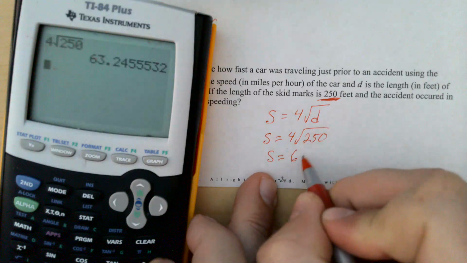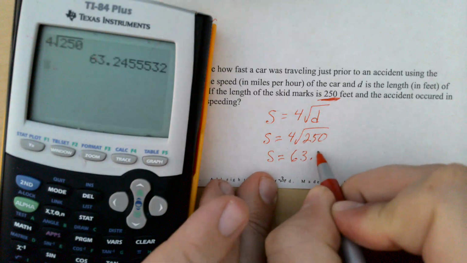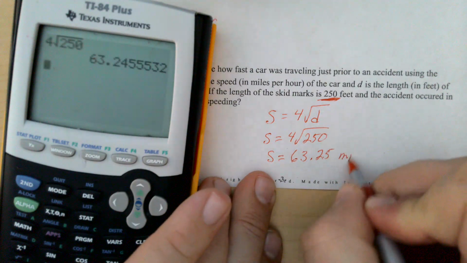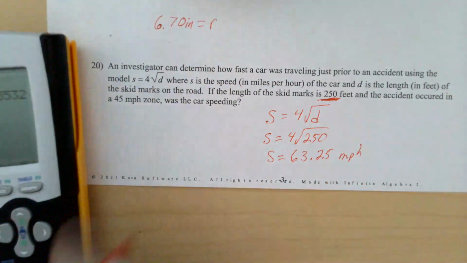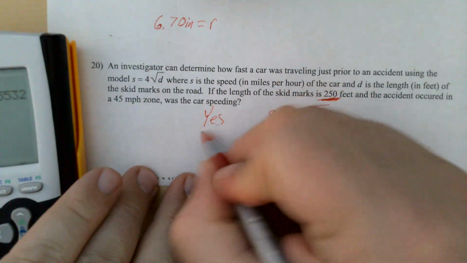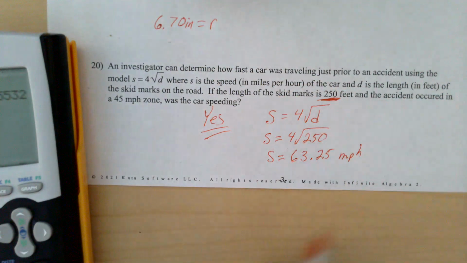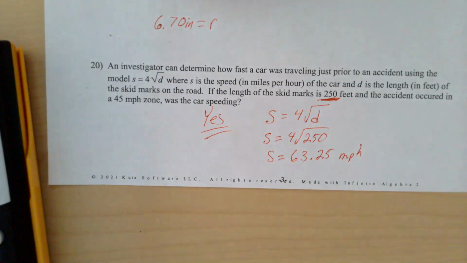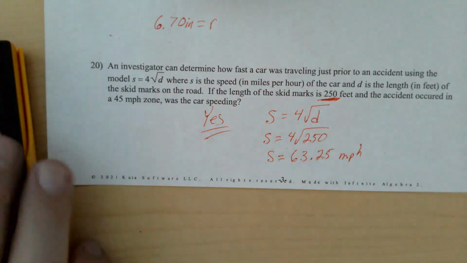According to this formula, this person was going, let's round that up to 63 miles per hour. So, was the car speeding? Yes. Going way too fast in a 45 mile per hour zone. They're going over 63 miles per hour. So that's a little application problem. Just read the problem, know where you will replace your variable, and then let the calculator do the calculation.